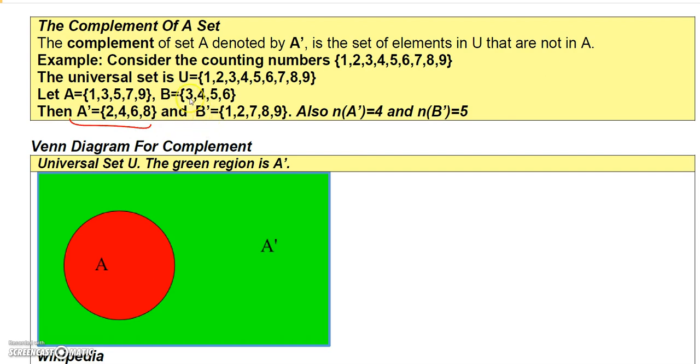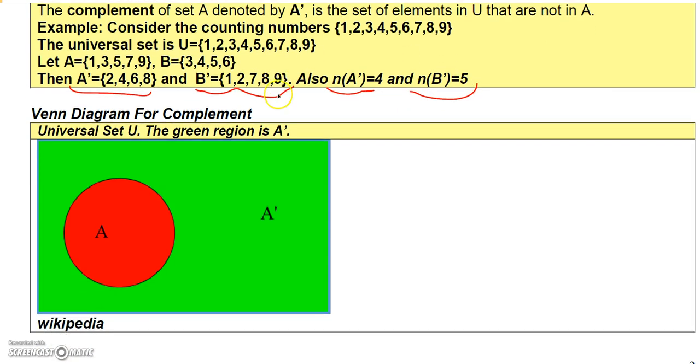And then B prime, B was the numbers 3, 4, 5, and 6. So those not in B would be the numbers 1, 2, 7, 8, and 9. And then the number of elements in A prime would be 4, and the number of elements in B prime would be 5. And then the last thing I want to mention here is that here is the visual diagram of A prime.